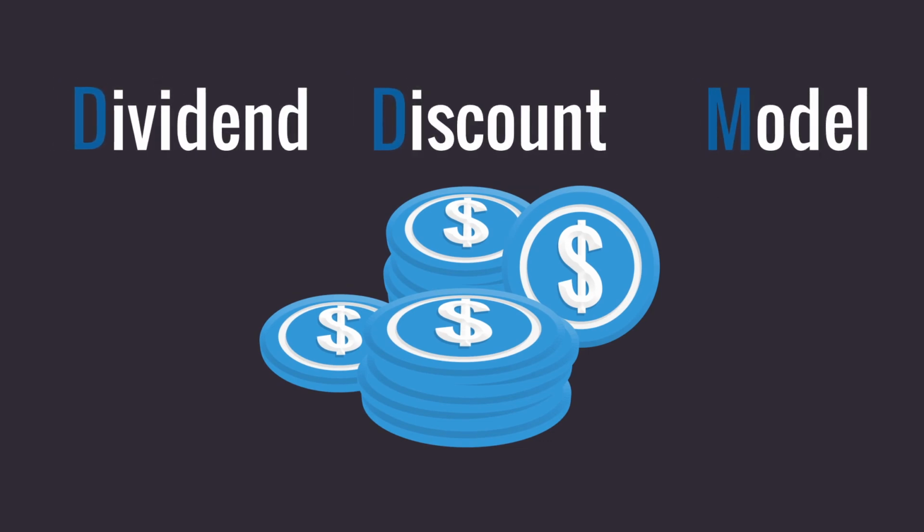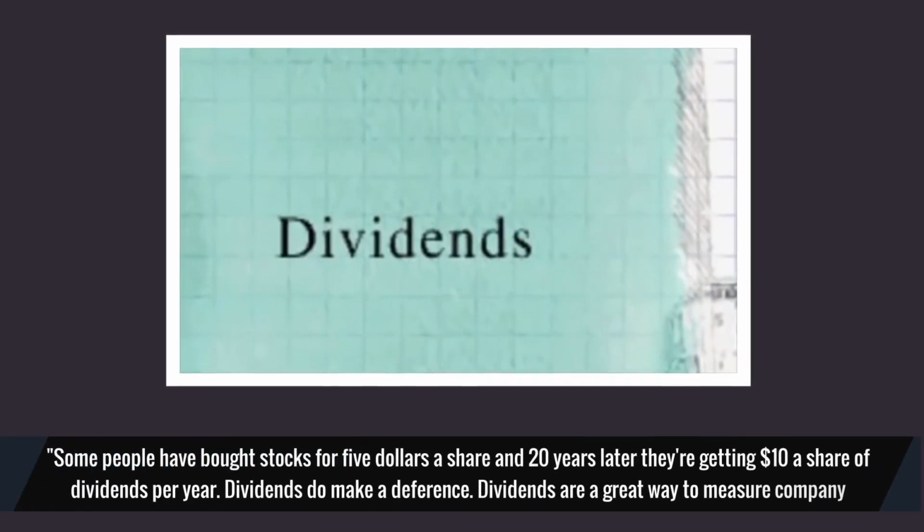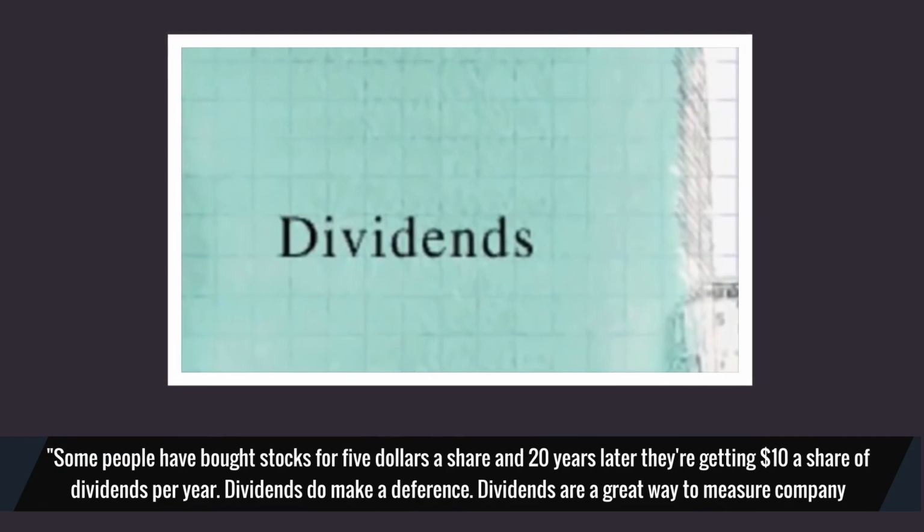Peter Lynch explains the power of dividend growth. Some people have bought stocks for $5 a share, and 20 years later, they're getting $10 a share of dividends per year. Dividends do make a difference.